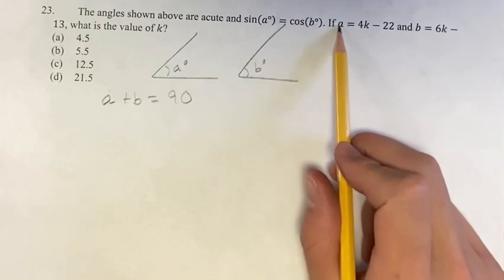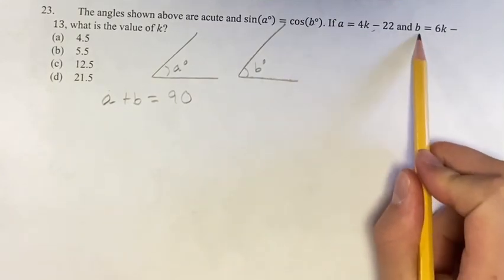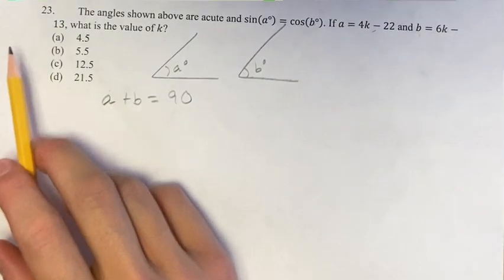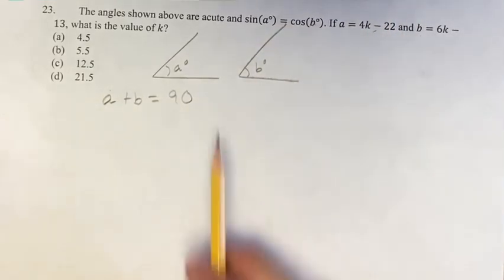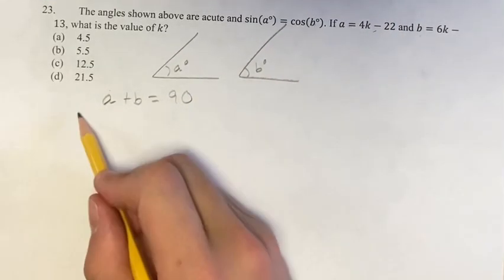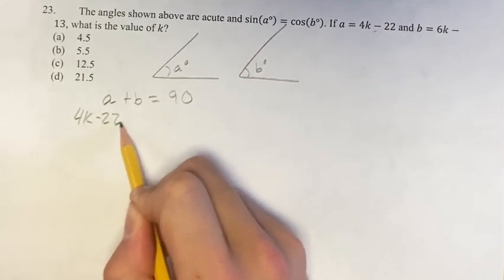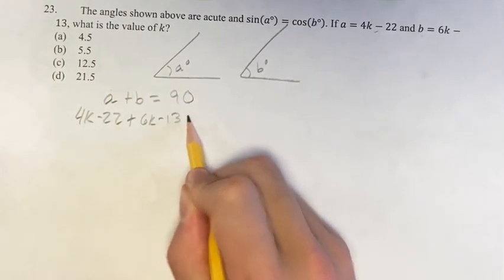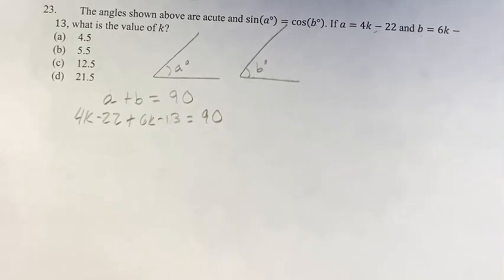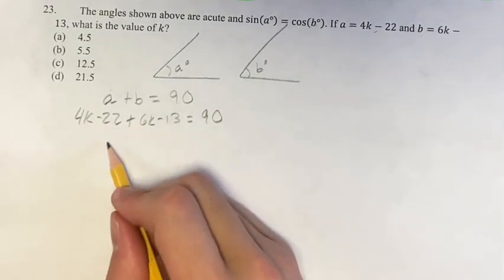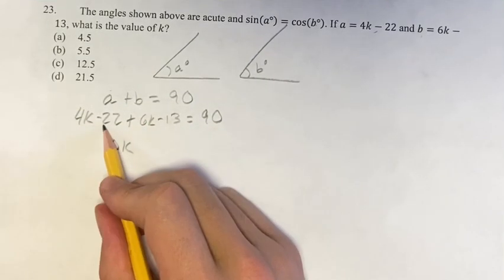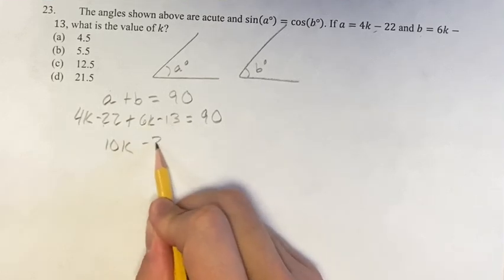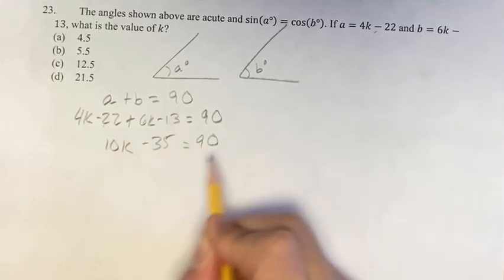And if we're told that A is equal to 4k minus 22 and B is equal to 6k minus 13, if we plug those values in, we can solve for k. So A is 4k minus 22 plus B is 6k minus 13, and these are going to add together to 90. 4k plus 6k is 10k, minus 22 minus 13 is minus 35, equal to 90.